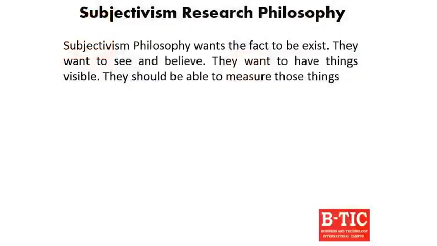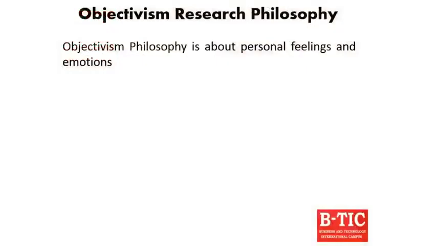Subjectivism and objectivism. Subjectivism is the philosophy that wants the fact to exist. They want to see and believe. They want to have things visible. They should be able to measure those things. They should have some quantifiable measurements or some other scales. That is when subjectivism is applied. And objectivism doesn't want any of those. It is about personal feelings and emotions.